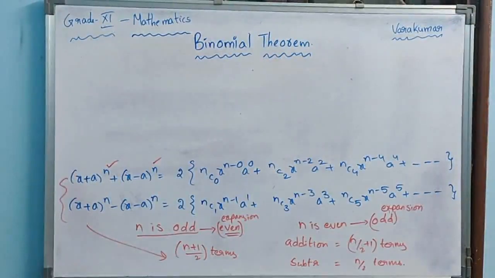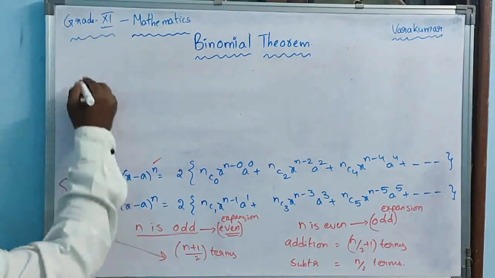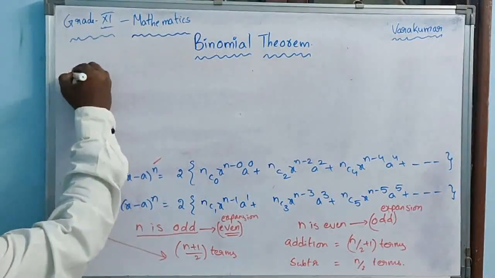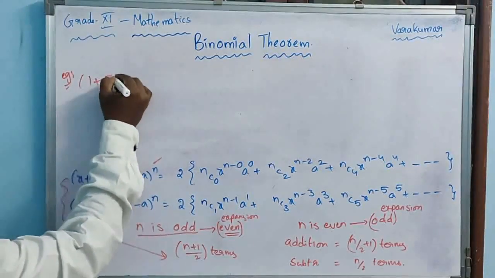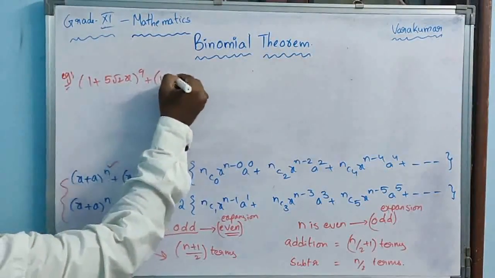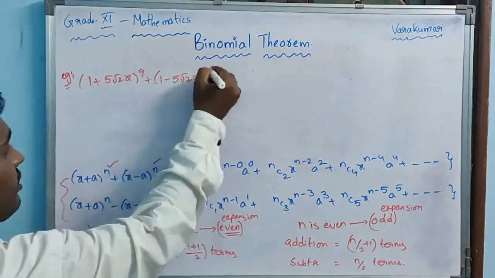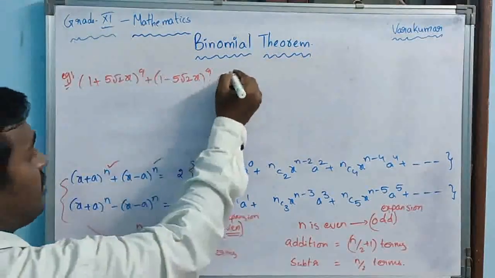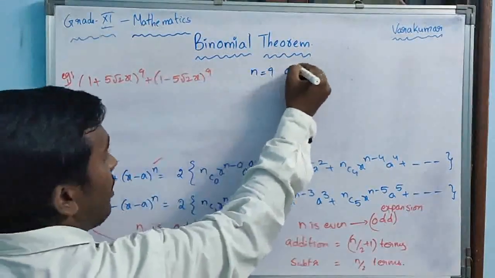For example, what are you going to do? Here, I am going to write a question now. (1 + 5√2 x)^9 + (1 − 5√2 x)^9. See, what are you going to do? Addition. But here, what is the n value? n is equal to 9, which is odd.